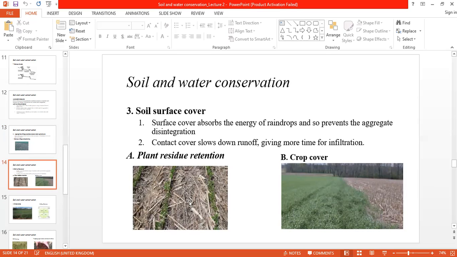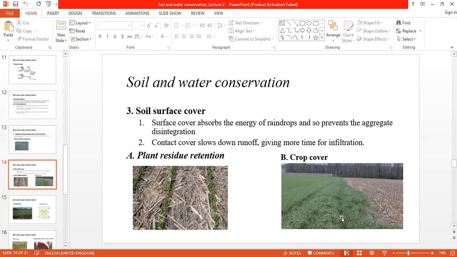Again, if you have these residues in your field, it means that as water is running off, it will be blocked by these same residues. So this practice of soil cover will reduce erosion at two stages: the detachment part and the transportation part. Because as the water is blocked, the soil particles cannot also move.